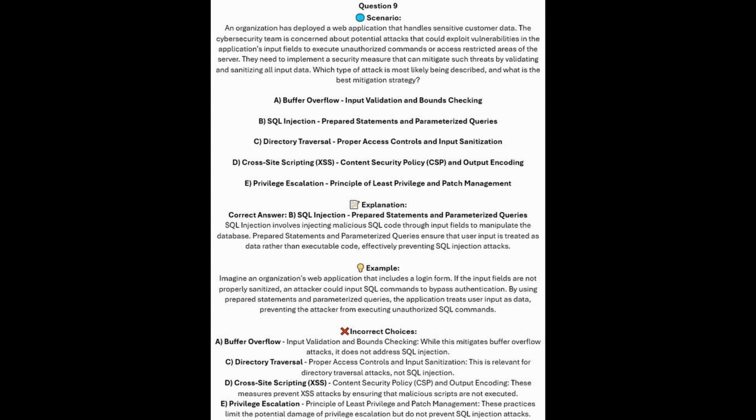D, cross-site scripting or XSS, content security policy, CSP and output encoding. These measures prevent XSS attacks by ensuring that malicious scripts are not executed. And E, privilege escalation, principle of least privilege and patch management. These practices limit the potential damage of privilege escalation but do not prevent SQL injection attacks.